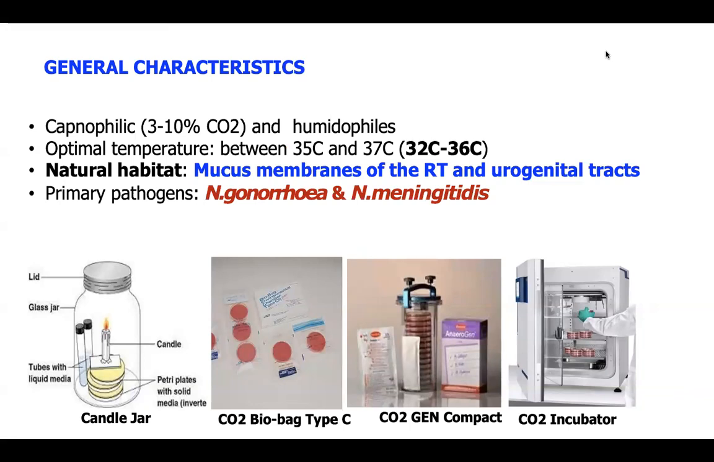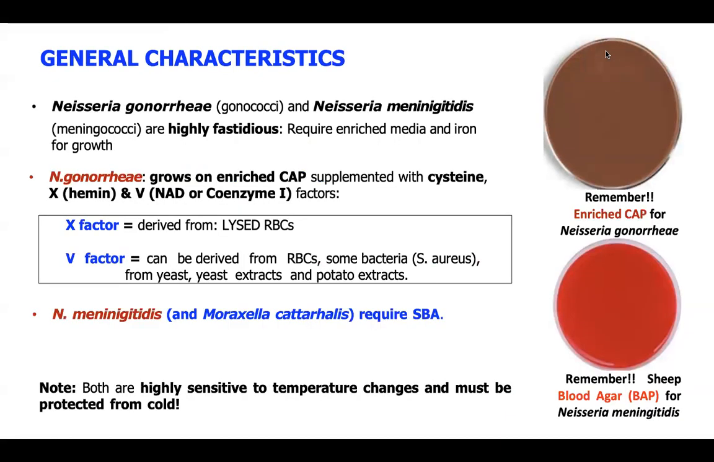Okay, so our primary pathogens are none other than Neisseria gonorrhoeae or the gonococcus and Neisseria meningitidis or the meningococcus. Okay, so they are commonly isolated in mucous membranes of our respiratory tract. Okay, or more common in the urogenital tract and sometimes in the anus as well. So, again, gonococcus or gonococci is Neisseria gonorrhoeae, meningococcus or meningococci is Neisseria meningitidis.